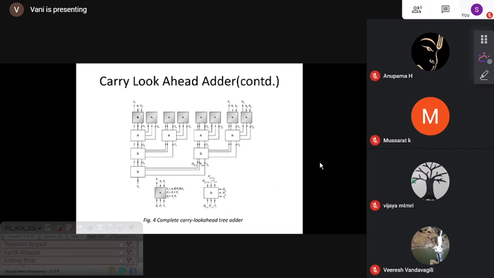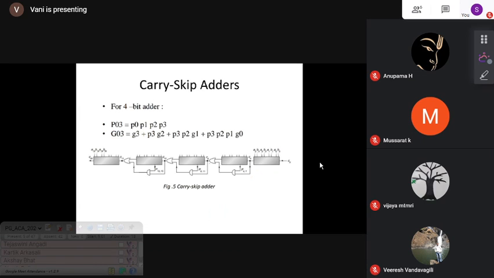And this is the complete carry look ahead adder, that is combining both architectures that we have seen before, that is the first part and the second part of the carry look ahead adder. By combining the architecture which generates P and G values and carry values, we will get the complete carry look ahead adder tree as shown here. So this is all about carry look ahead adder. Next we will see carry skip adder.